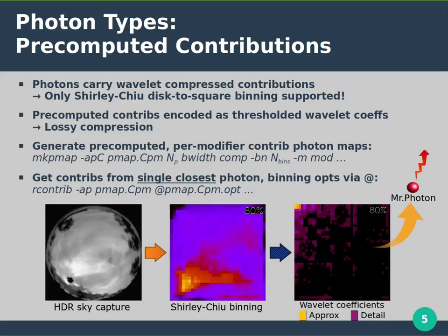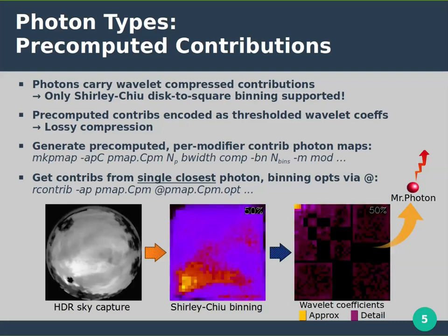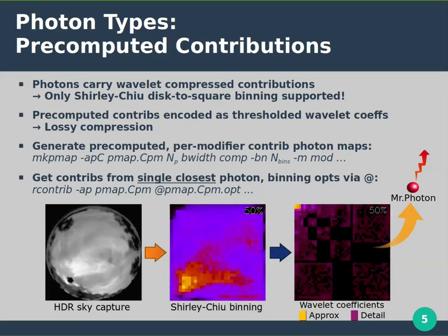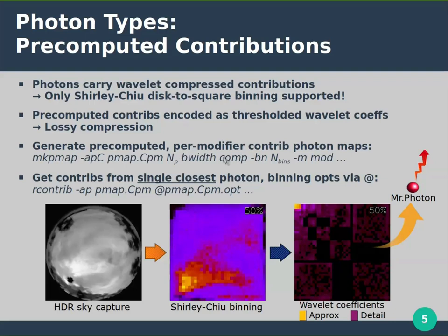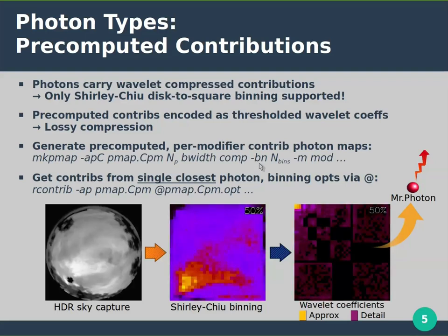So the downside here is that you cannot use the Reinhart mapping that's well established in the workflows. We're still considering some kind of a resampling scheme for this as an intermediate step, but I haven't really gotten far on this. The mkpmap command uses the -apC option, and you specify the compression. It's basically just a fraction between 0 and 1 exclusive. 1 would be no contributions at all, of course.